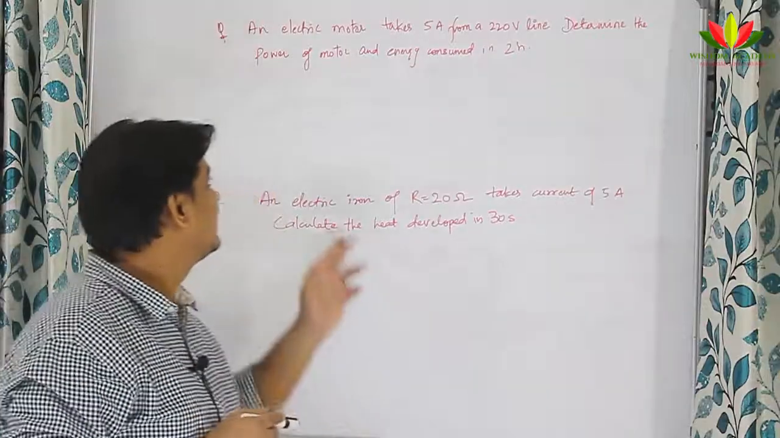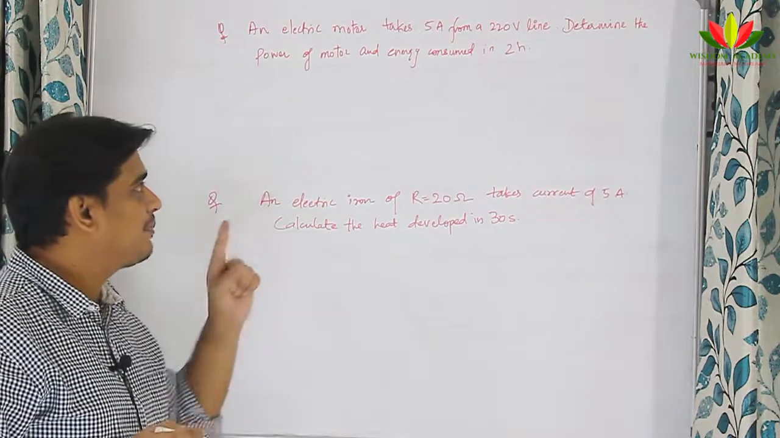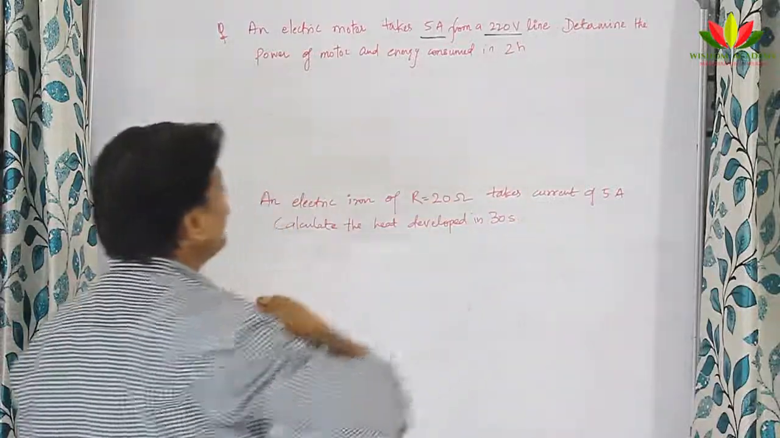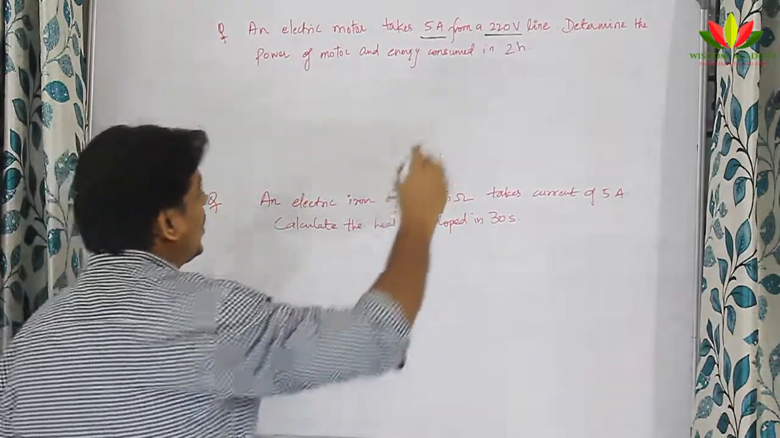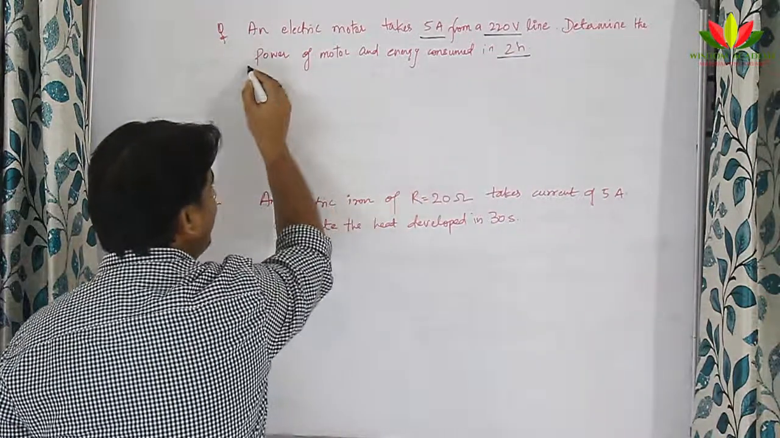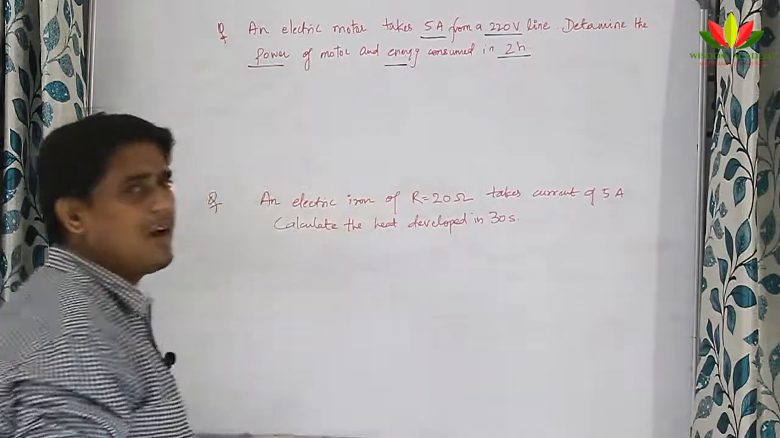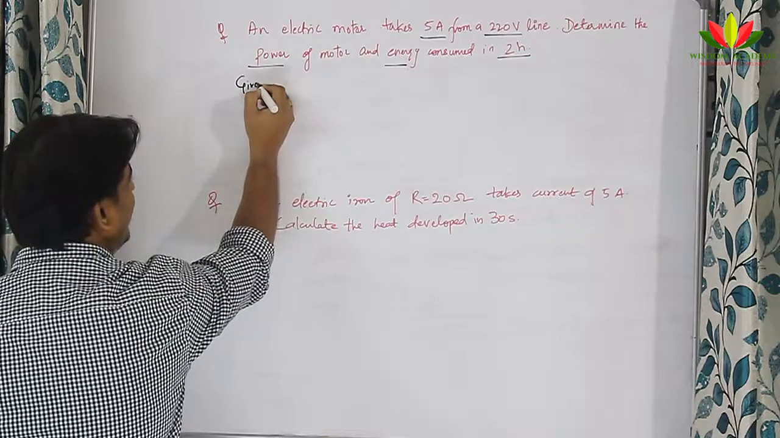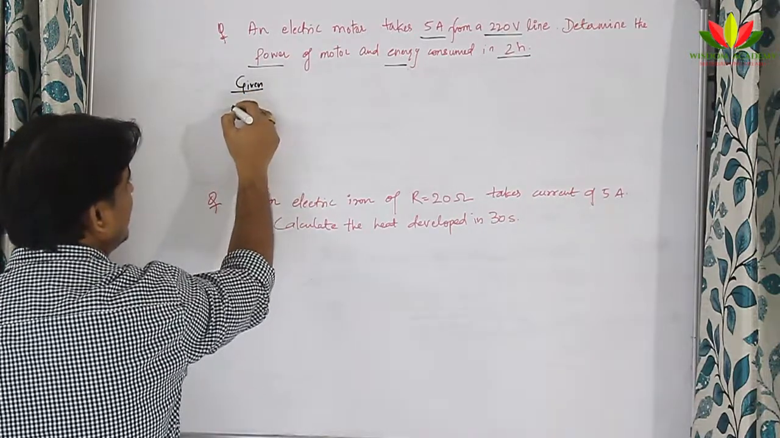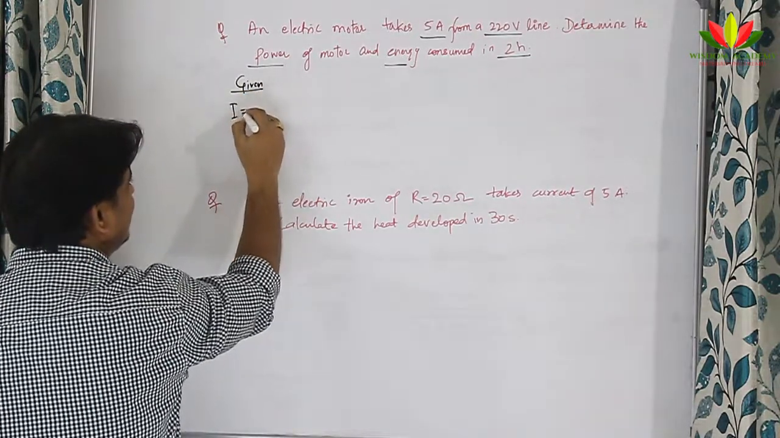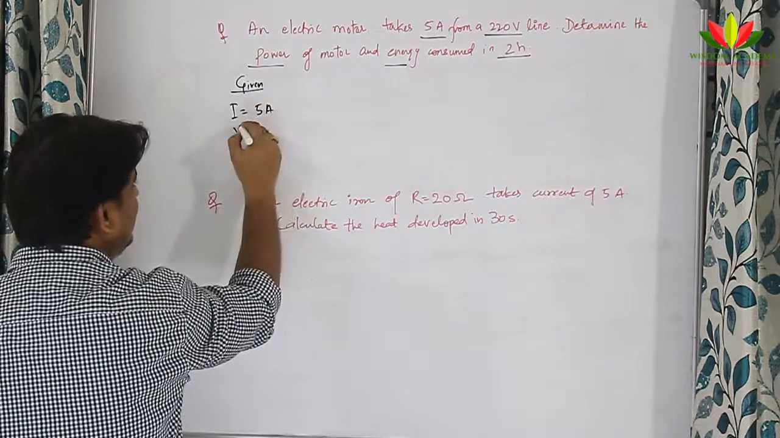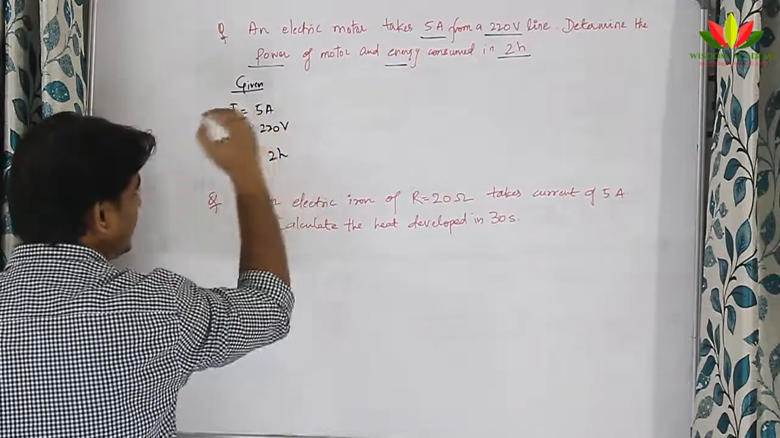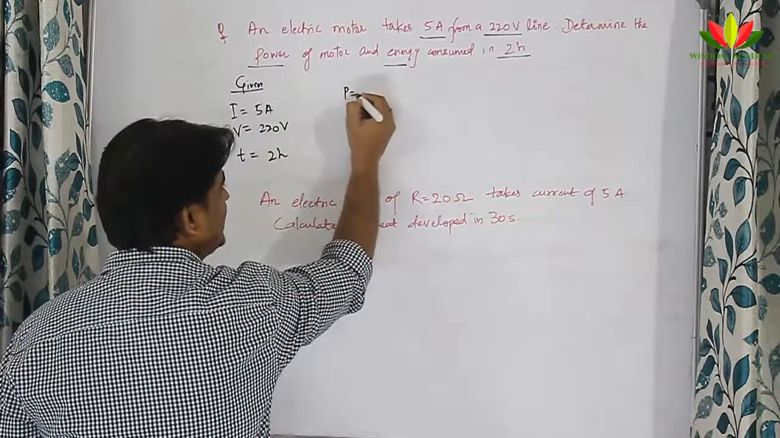Let us see some numericals. An electric motor takes 5 ampere from a 220 volt line. Determine the power of the motor and the energy consumed in 2 hours. So we want to find the power and also the energy. We know power is equal to V into I. Let us write the given data first. I is given as 5 ampere, V is given as 220 volt, and time is given as 2 hours.